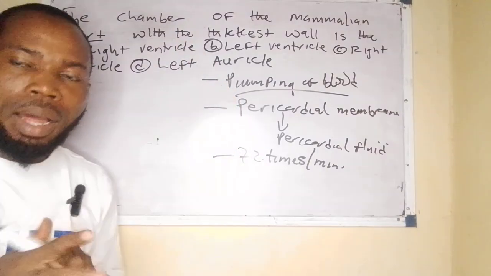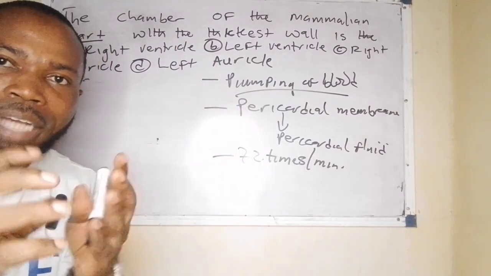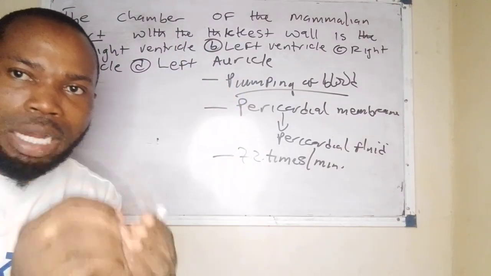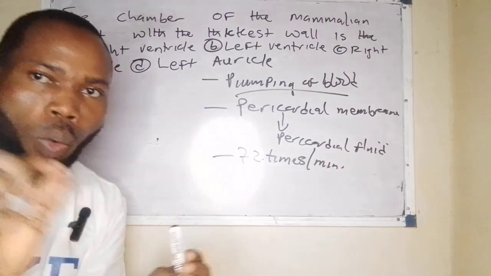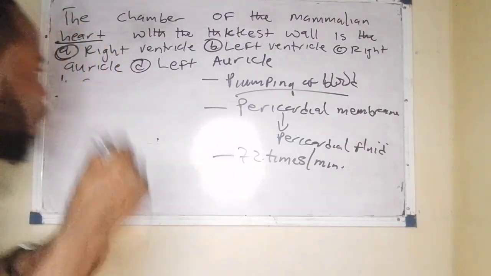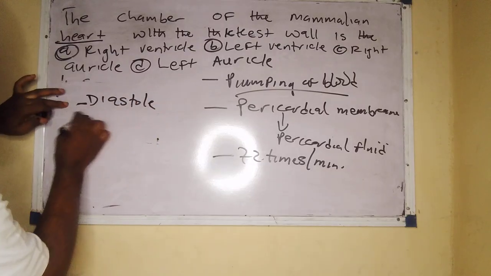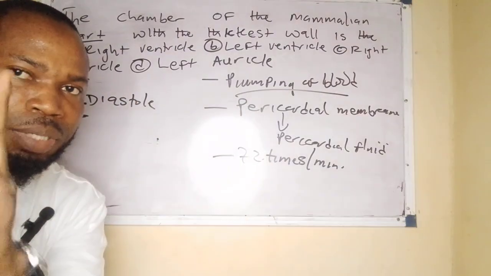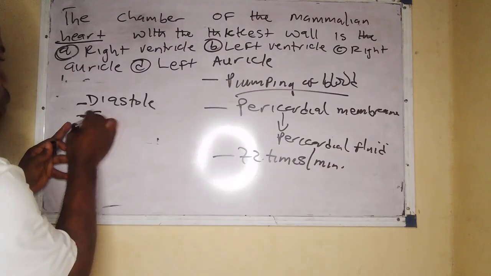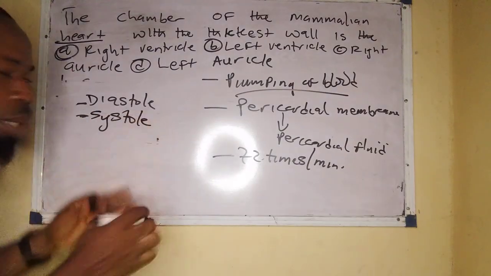Now remember, there are two processes that occur during heartbeat, known as the systole and the diastole. We're going to look at it one way or the other, but be very careful. There are two processes that occur during heartbeat. They ask it in exam: the systole and the diastole.